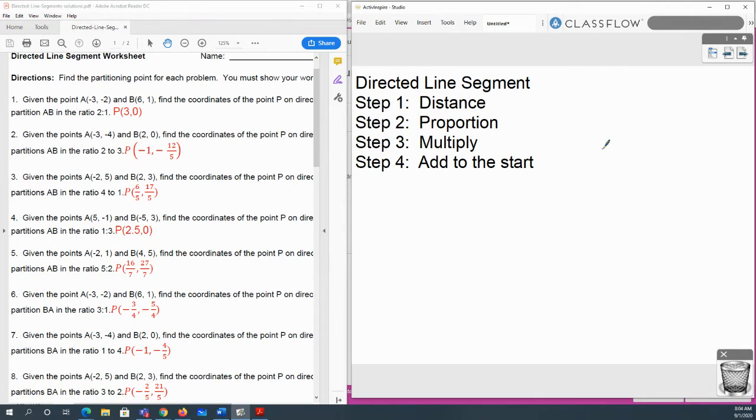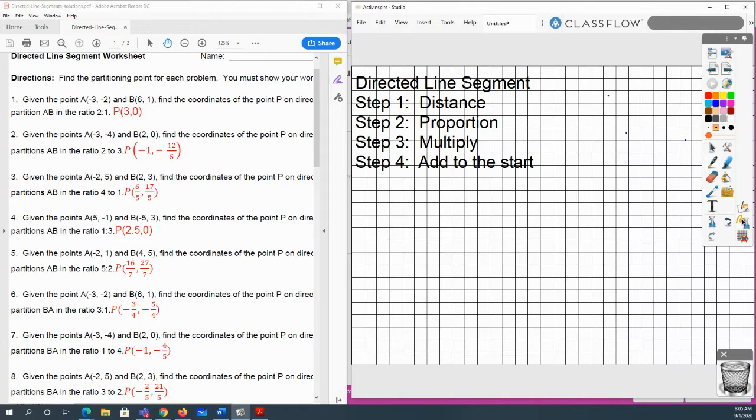All right, so we're looking for the directed line segment. What does that mean? Well, the first thing I want to do, let's just draw it. Actually, I have some grid paper. Oh, maybe I don't. What is it? Yes, we have grid paper.